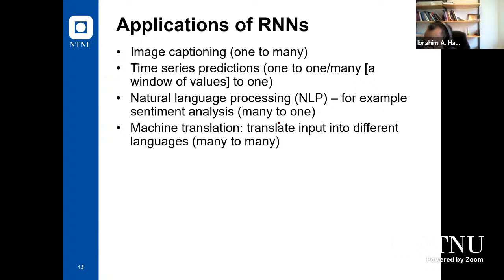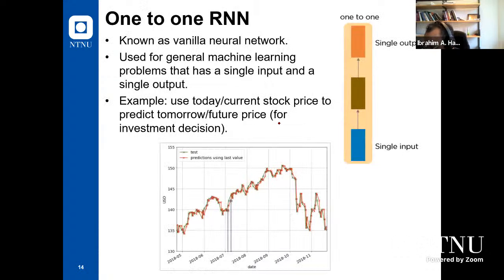Machine translation translates input into different languages. We call it many-to-many, right? We call it many-to-many because the input is a sequence and the output is a sequence.